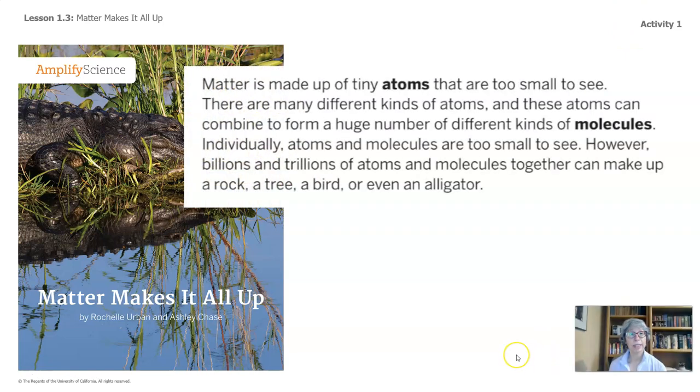Let's take a look at what the book has said. Matter is made up of tiny atoms that are too small to see. There are many different kinds of atoms, and these atoms can combine to form a huge number of different kinds of molecules. Individually, atoms and molecules are too small to see. However, billions and trillions of atoms and molecules together can make up a rock, a tree, a bird, or even an alligator. That is page 5 of your book and also page 15 of the packet.